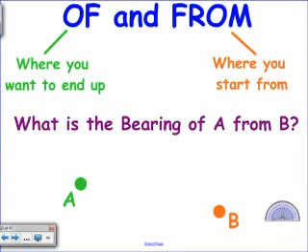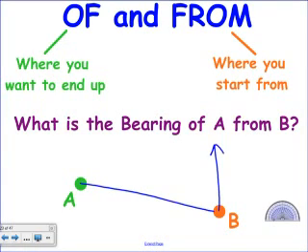Now we're going to cover, when we're given 2 points, how to work out the bearing of something from something else. So the word of means where you're going to end up. The key word in bearings is from, because the from word is a sign that that's your reference point. That's the thing you're going to draw your north line on. So in this example that's on the board, it says, what is the bearing of A from B? So I want to know A from B. So the from B means B becomes my reference.